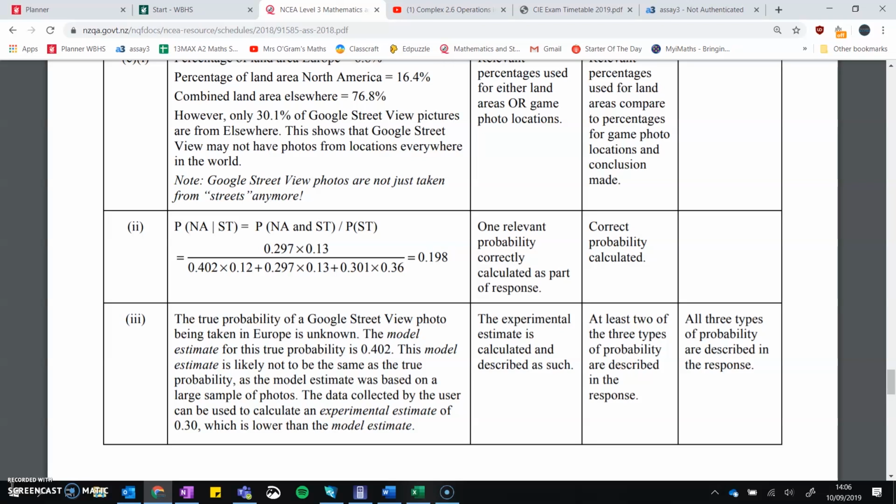Part 2 again was a conditional probability, so it's really important you learn how to use that formula. It's come up more than once, just on this one paper. And then here, understanding the difference between true probability, model estimates and experimental estimates and being able to explain them is worth your excellence.